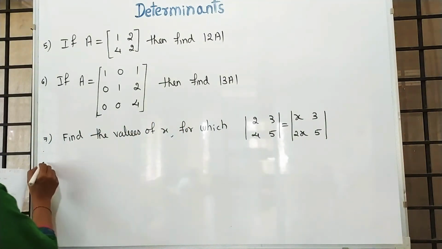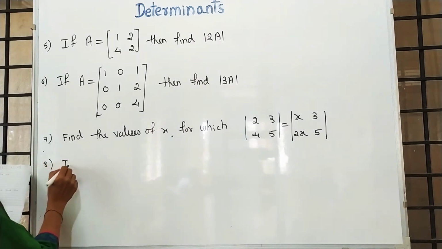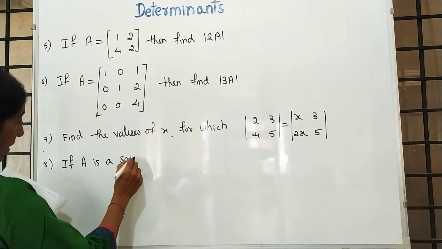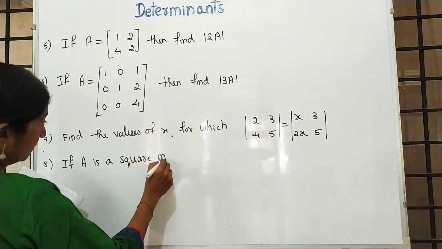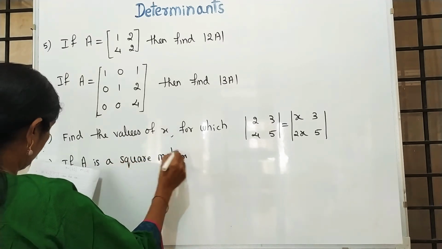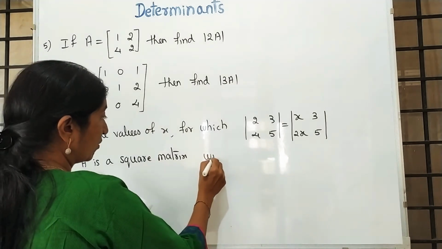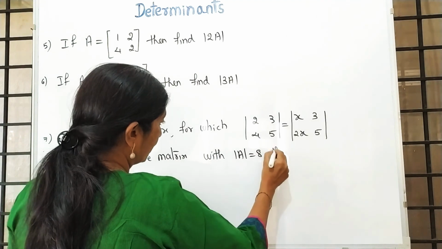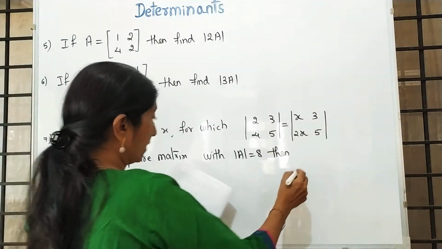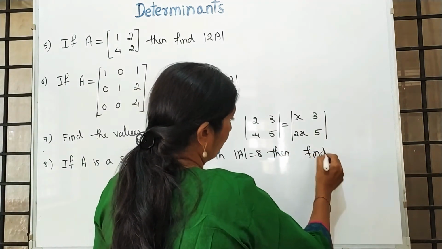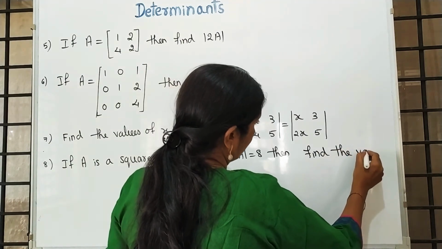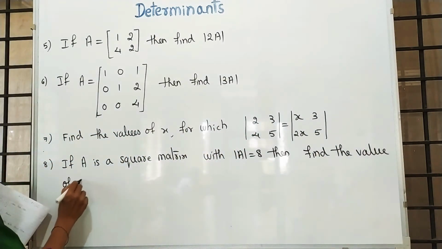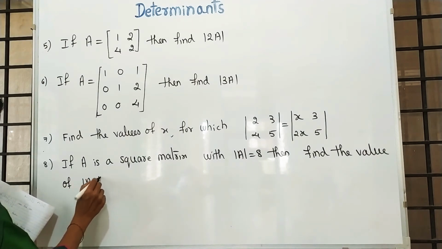Question number 8. If A is a square matrix with determinant of A equal to 8, then find the value of determinant of A into A transpose.